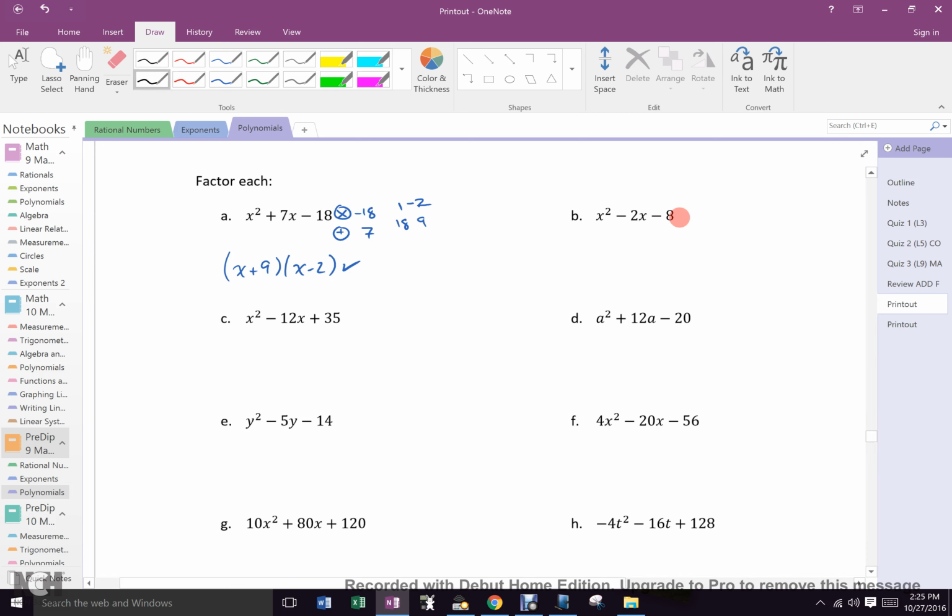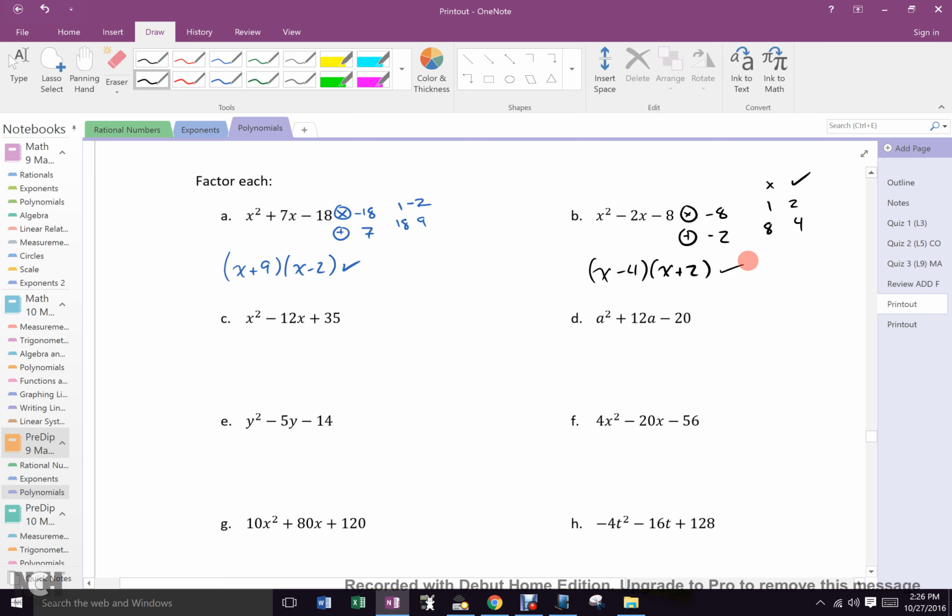So what's this one? If it's going to factor, the numbers have to multiply to what? Negative 8. And add to what? Negative 2. So, is it 1 and 8? No. Is it 2 and 4? Yes. But how? 4 minus 2 is positive 2. Negative 2, that's negative 6. Negative 4 plus 2. X minus 4, x plus 2.